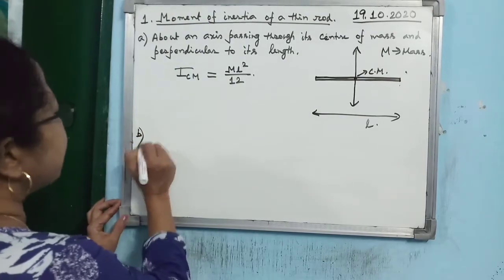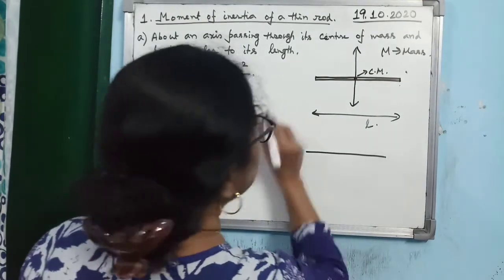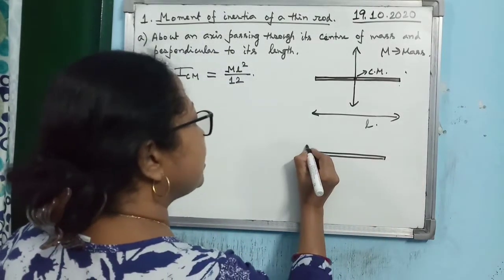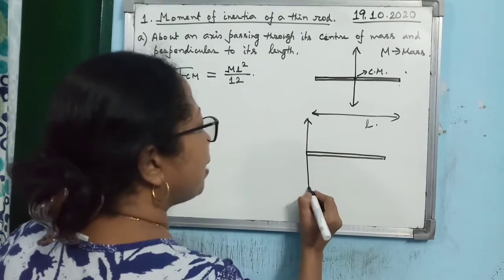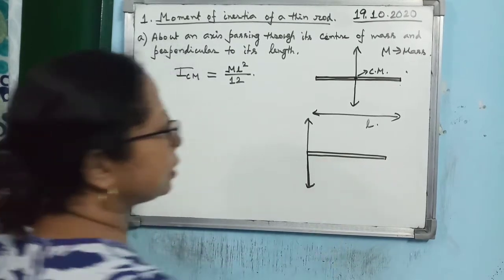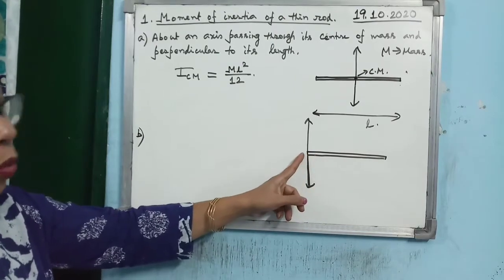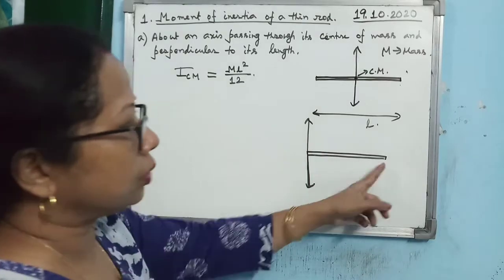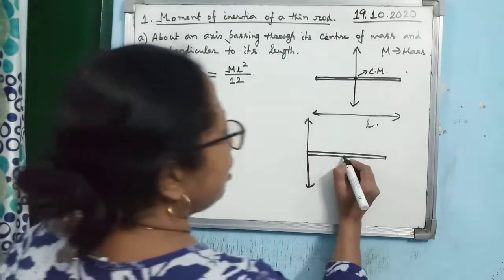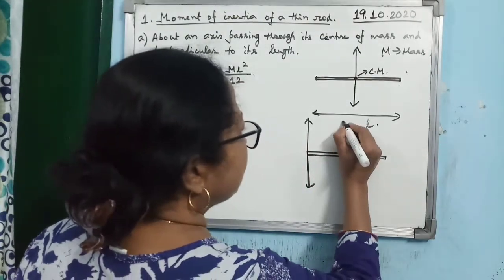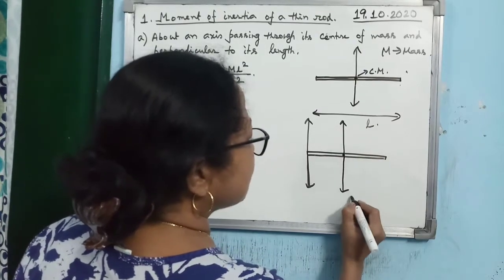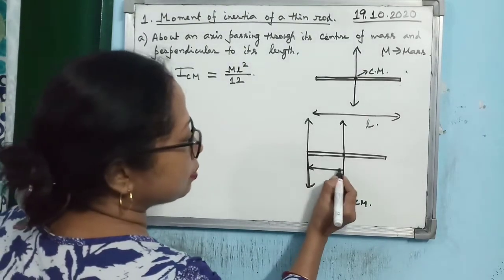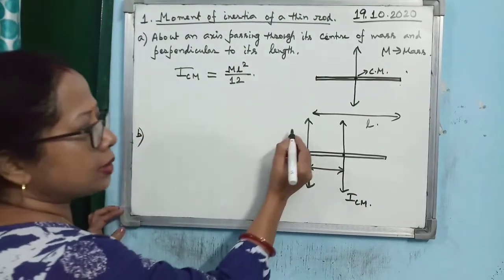Now, the second case: this is known to you. Now you have to find the moment of inertia about this axis, passing through one end of the rod and parallel, perpendicular to the length of the rod. Then one can apply the theorem of parallel axis, because this is ICM, isn't it? And what is the distance between these two axes now? This is l.